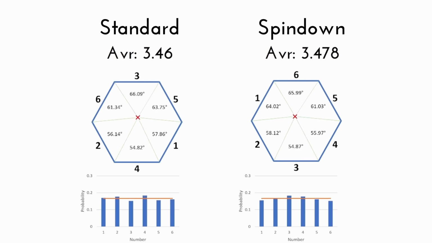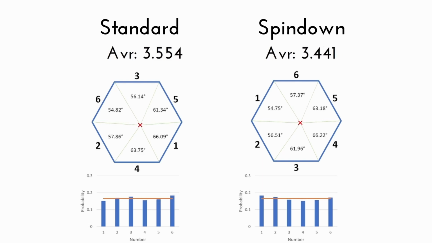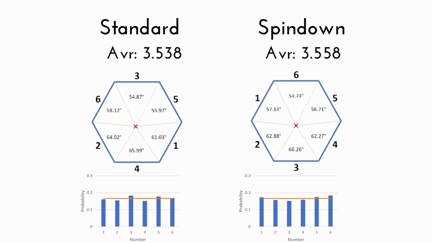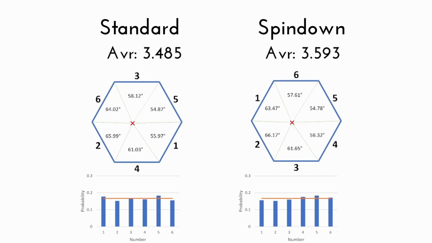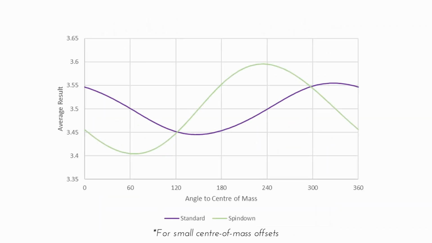You can see that the expected values for our two numbering systems change, and depending on where exactly the centre of mass is, sometimes the standard dice is affected more, sometimes the spin-down dice is affected more. If we look at the average result for the two numberings across a whole circle of centre of mass locations, we get this interesting looking wave shape.